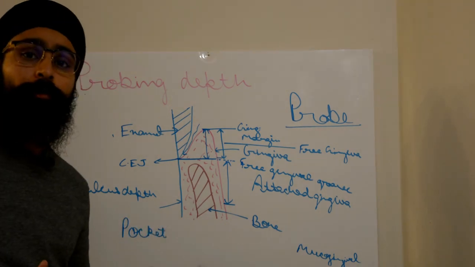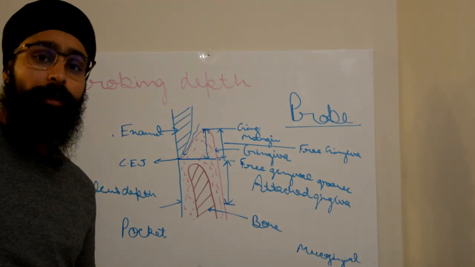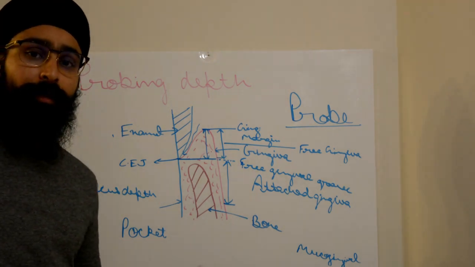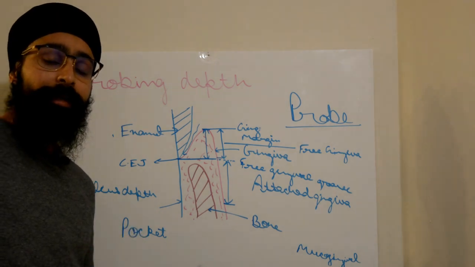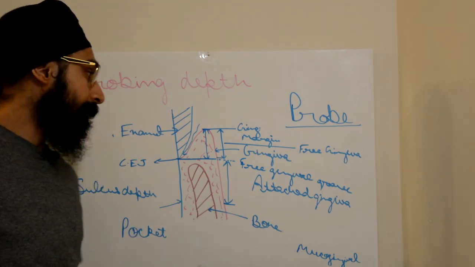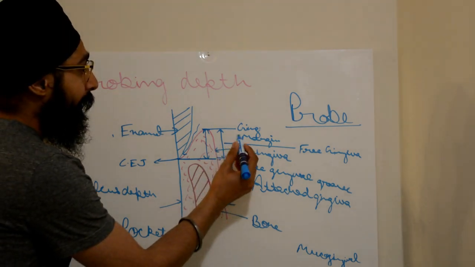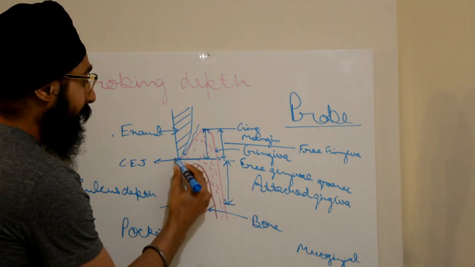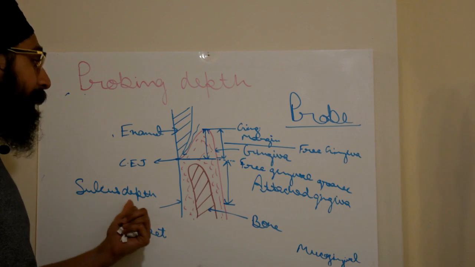We divide pockets into 2 types. One is true pockets and the other is false pockets. We will explain these terms in detail later on when we discuss various types of periodontitis and gingivitis. But now, just to restrict ourselves, friends, the distance between the gingival margin and the cemento-enamel junction is called the sulcus depth.